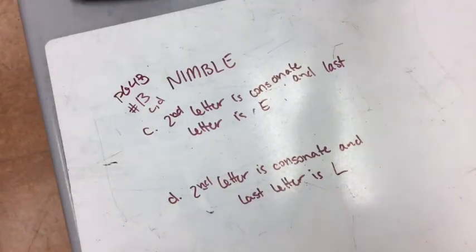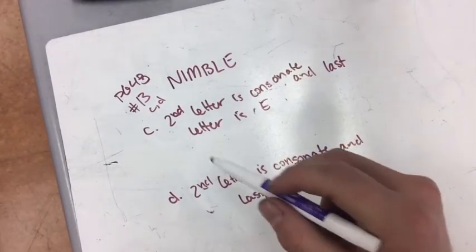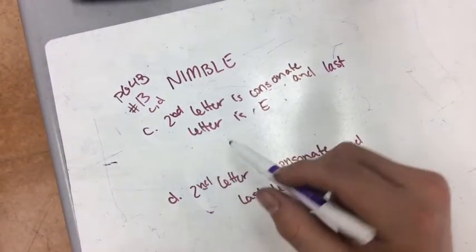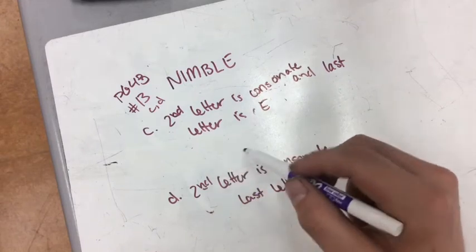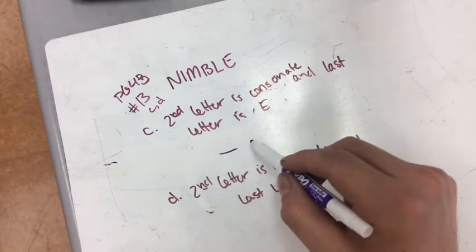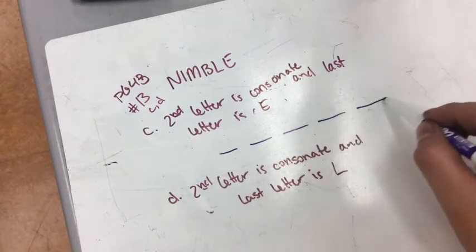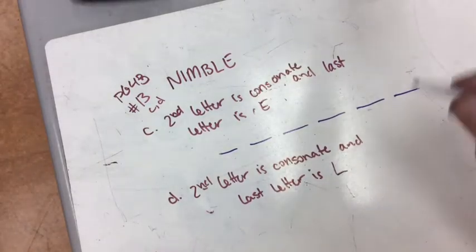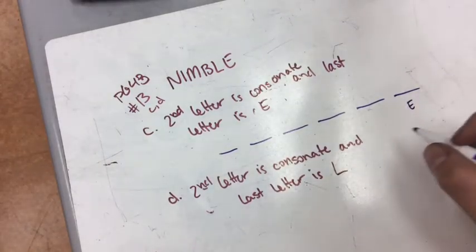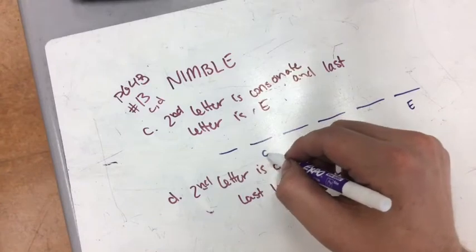A and B, we're dealing with 6-letter permutations from the letters of Nimble. Okay, so on C and D here, for C, it says it wants the second letter to be a consonant and the last letter to be E. So 1, 2, 3, 4, 5, 6. The last letter, we want it to be E, and the second letter needs to be a consonant.